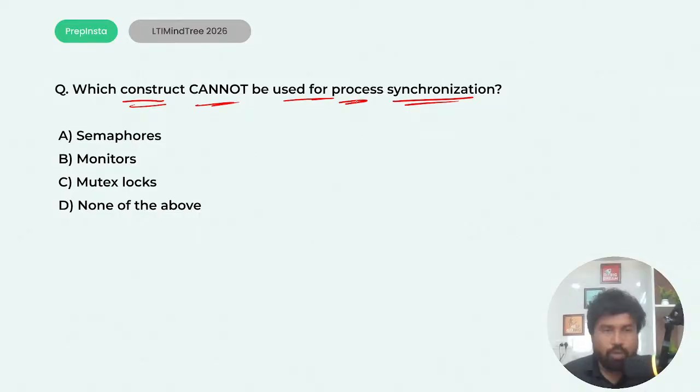Yeah, someone said option B, monitors. Ajit is also saying it is monitors. So all are saying A, B, A, B, A, B. Okay. So the actual answer is none of the above. So just look here, guys.